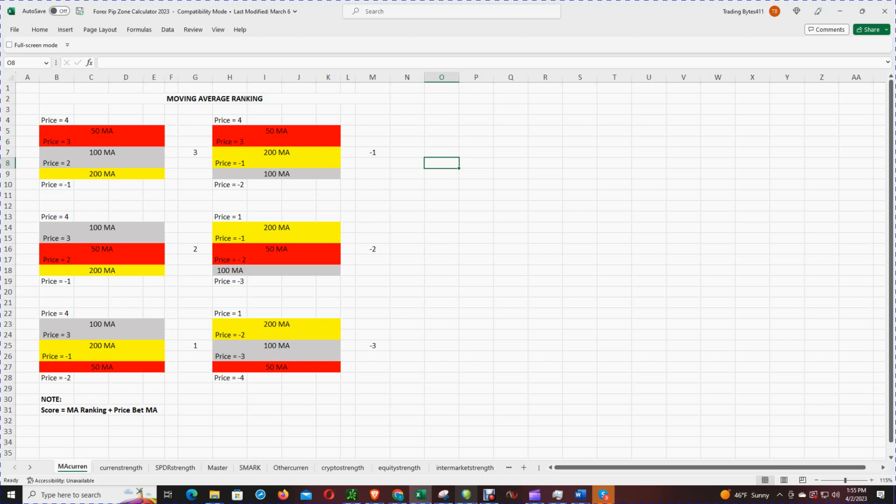And this is how I used to determine which Forex pairs I wanted to trade. Ideally, you want to trade the strongest against the weakest. And because I was swing trading Forex, this really helped. So let's get into the report for this month.